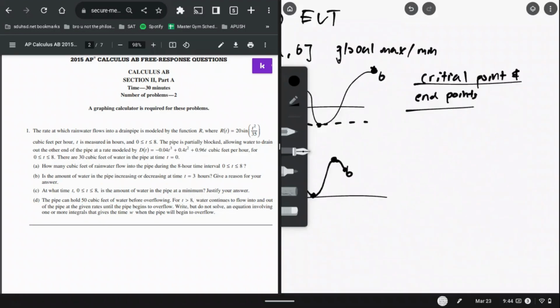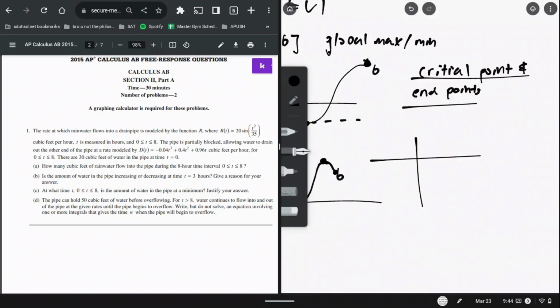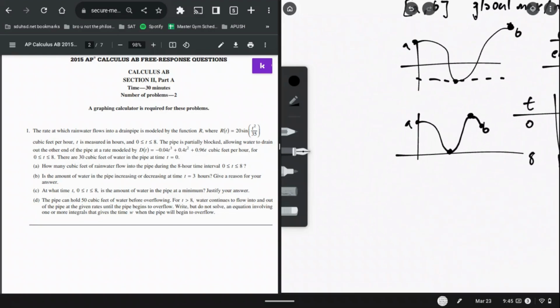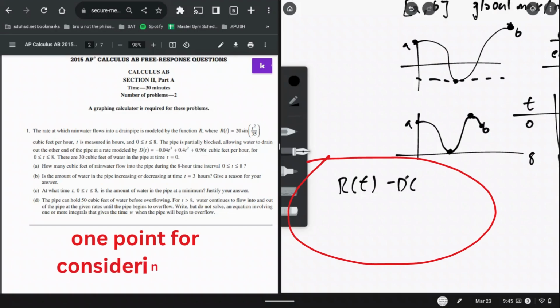So the best way to do these types of problems is actually just making a table for time and then your y function, which is just amount of water. And I'm just writing that out for simplicity. So knowing that we have to test the endpoints, you're testing these points, but then you need to find the critical points. Since they already give you the derivative functions or the rate functions r of t and d of t, all you have to do is figure out when that equals 0.